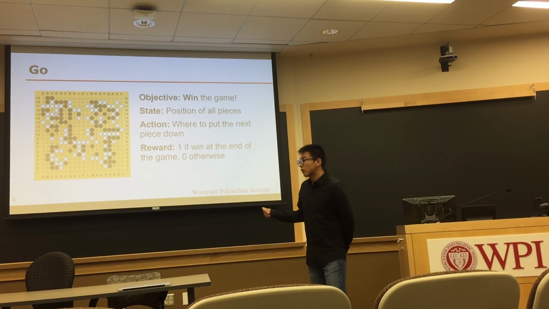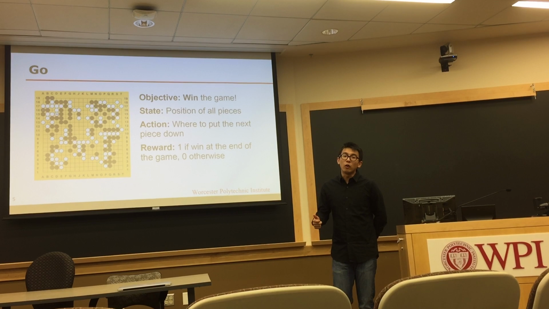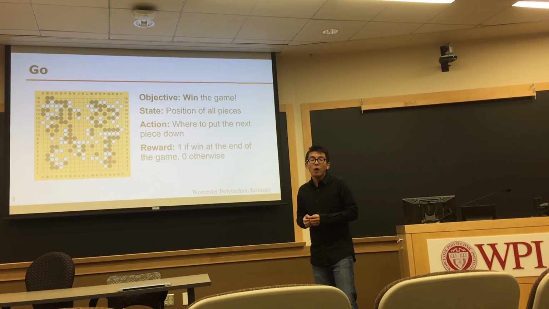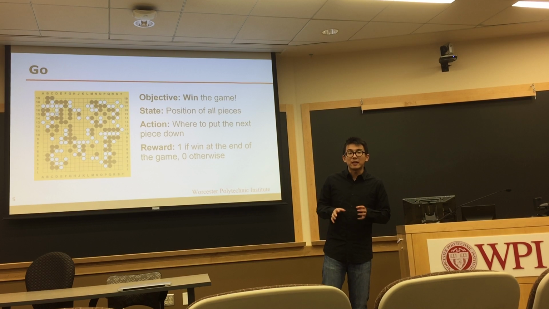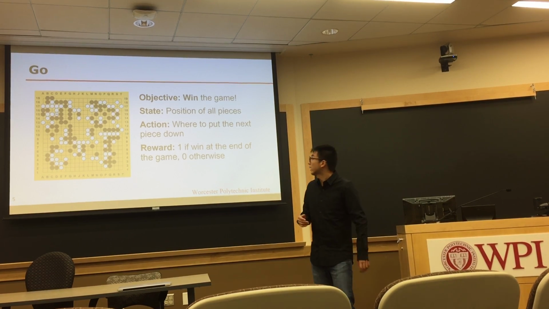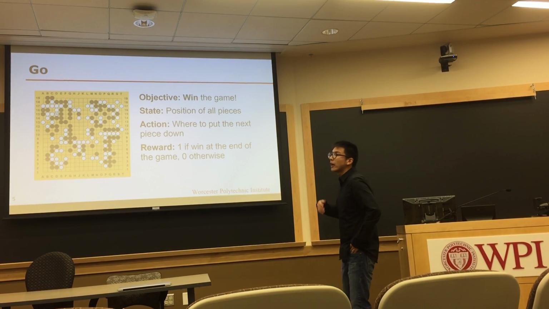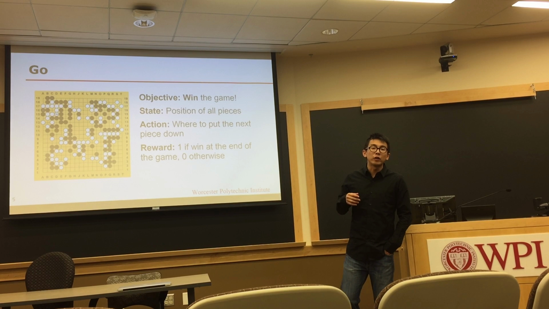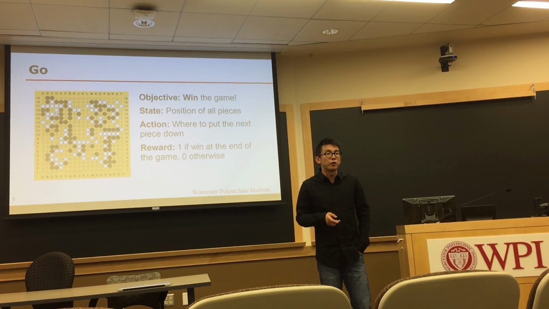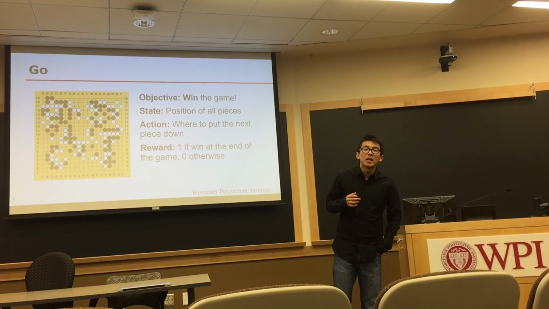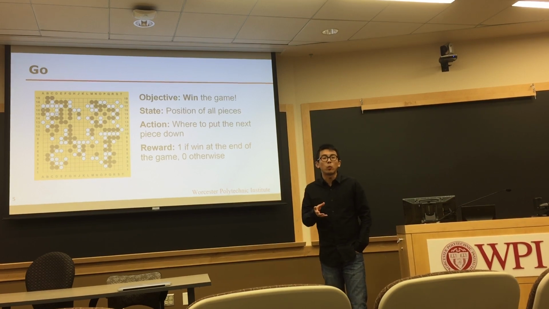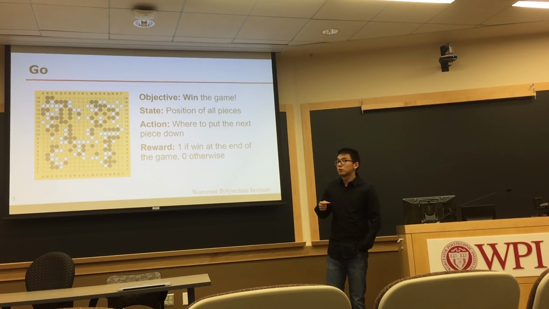essentially, the goal is very obvious: to win the game. The state is the position of all the pieces, how my black and white pieces are located on the board. The action is how you make the next move, for example, if you're holding the black piece, how you are going to put it for the next step, according to the current state. And the reward is whether you win or not.